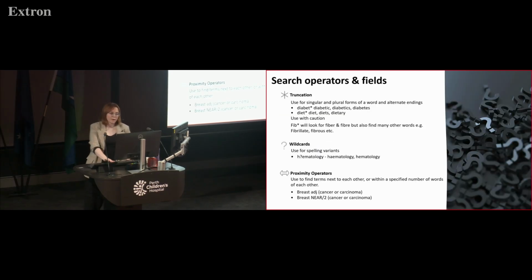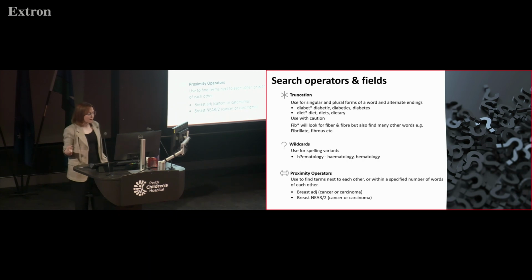So other search operators are things like truncation, wildcards, proximity operators. For truncation, a lot of the time it is this asterisk symbol, but again, always go back to your database guides to make sure that you're using the right symbols for that database. Truncation can be used for singular and plural forms of a word and for alternate endings. Here we've cut off diabetes at that T, so that can find all those different endings: diabetic, diabetics, diabetes.